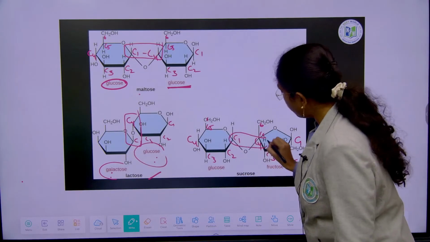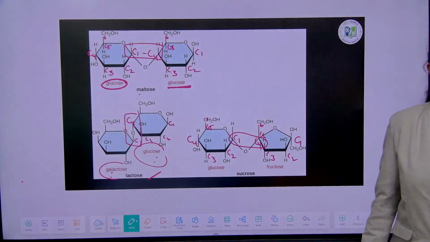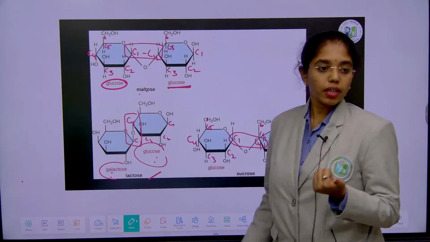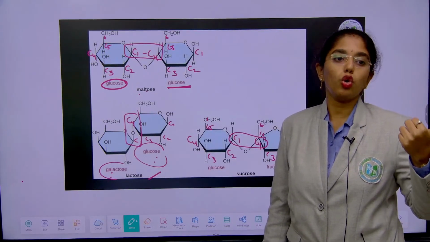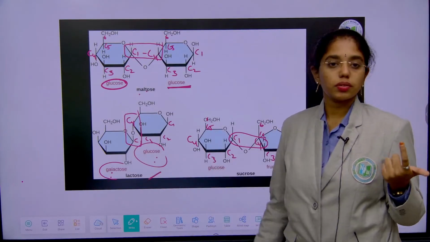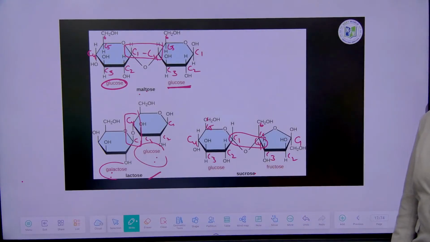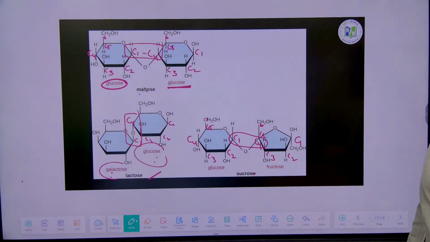So it is also a 1,4-glycosidic bond, sucrose. You have to know the composition. Maltose is having what monosaccharides? 2 glucose. Lactose, galactose and glucose. Sucrose, glucose and fructose, sorry.